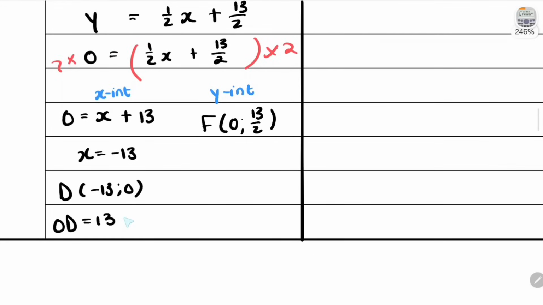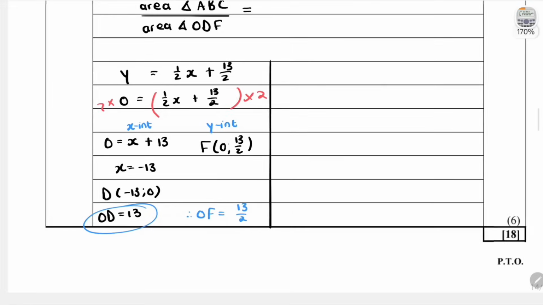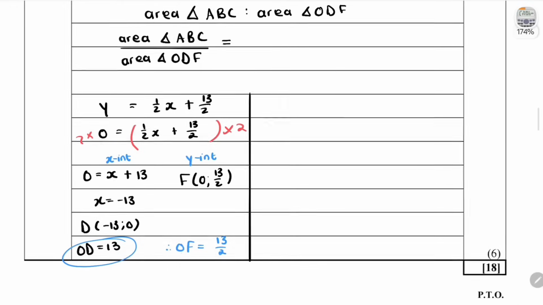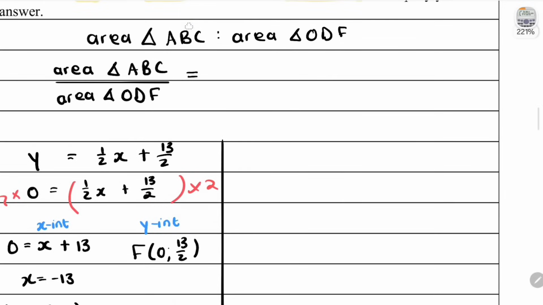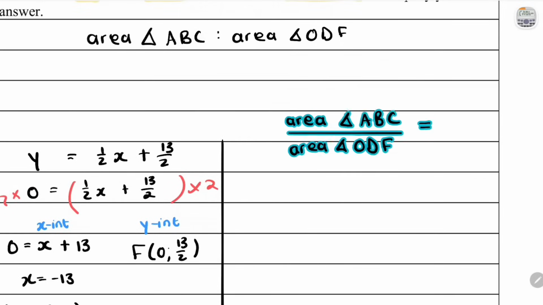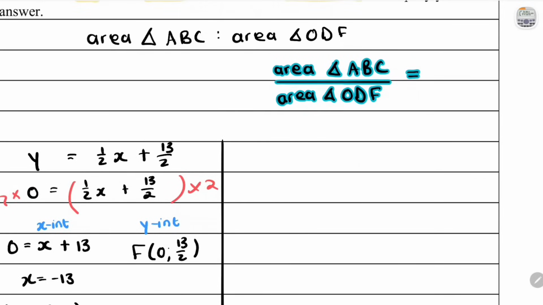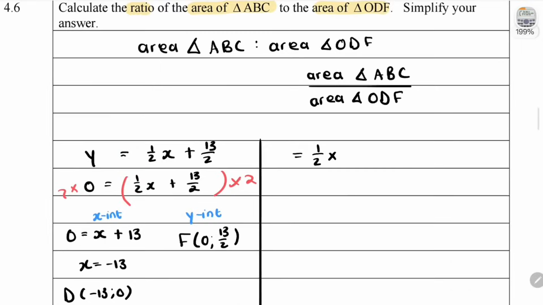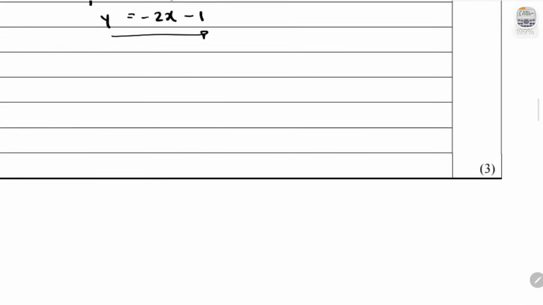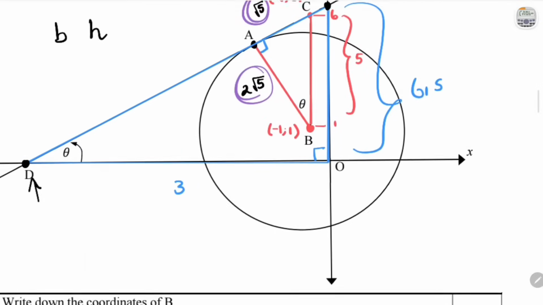So here we said OD is this, and here we're saying OF is 13 over 2. And now we can find their areas. Okay, so following this still, we're saying the area of triangle ABC over the area of triangle ODF. To find the area of triangle ABC, we'll say a half multiplied by its base. And we know that the base of triangle ABC, let's just capture that base and height quick.